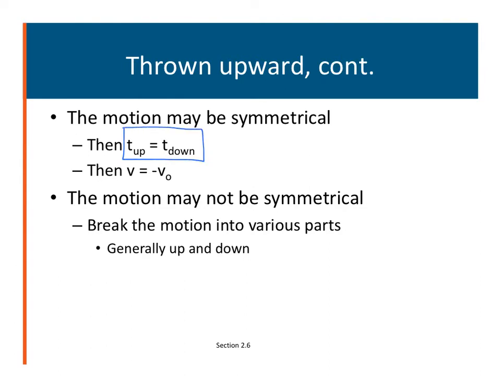So the time from when the ball leaves your hand until it reaches the max height is the same as falling from the max height back to the original launching position. Also, the velocity that you start with is going to be the opposite of the final velocity. So if we have an initial upward velocity of, say, 10 meters per second, as the object comes back to that original position, it will have a velocity of negative 10 meters per second.